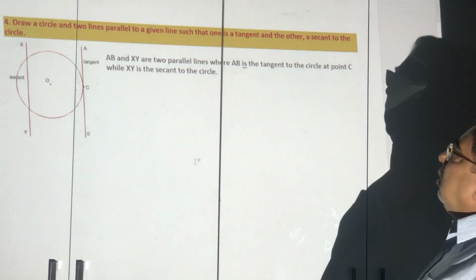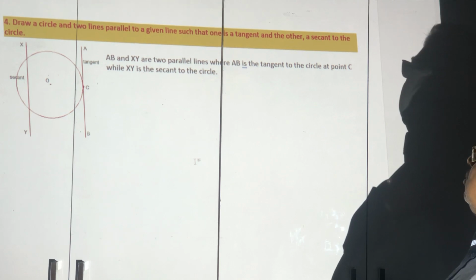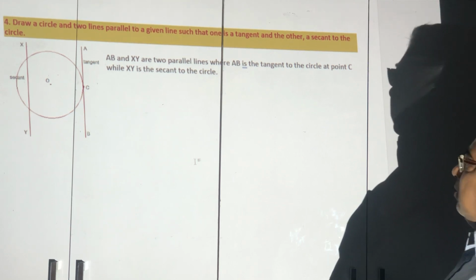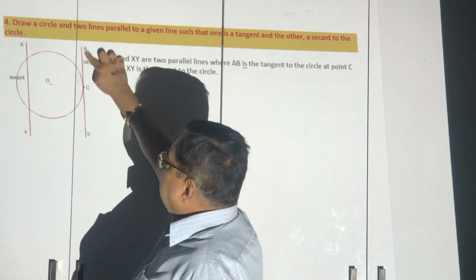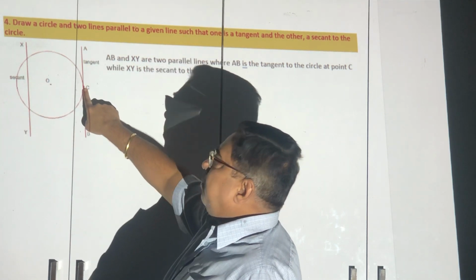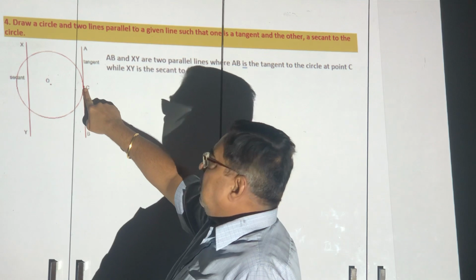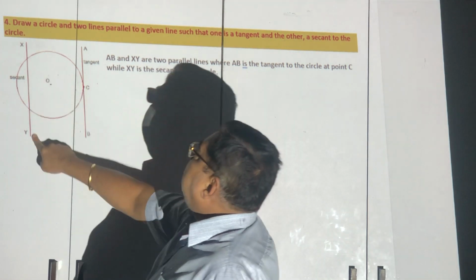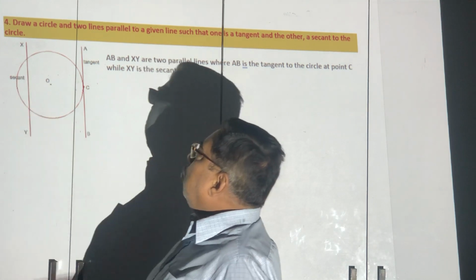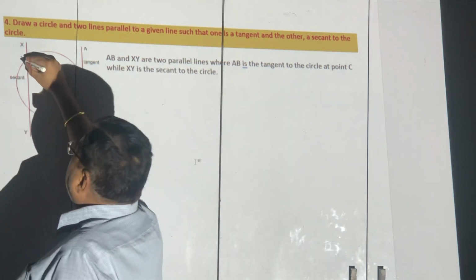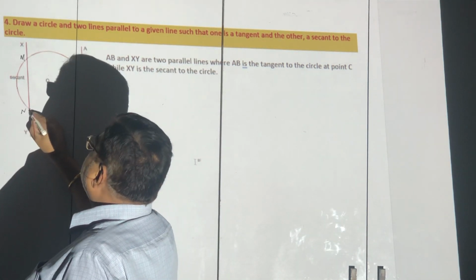Draw a circle and 2 lines parallel to each other such that one is a tangent and the other is a secant. No problem, my friend. We will draw a circle. We will draw a tangent. The tangent touches at one point of contact C, and we will draw a secant parallel to it, which will intersect at 2 points. You may name them anything, M and N.